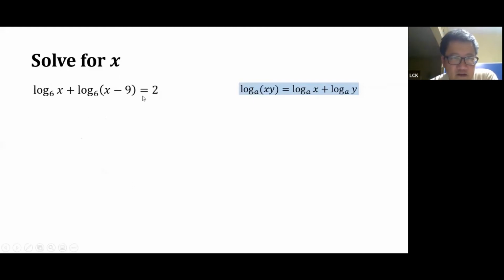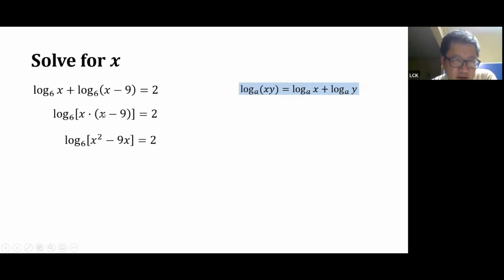Now let's go on. We have solve for x in this expression here. Again, simple. You have the addition of two logarithmic expressions here. It ends up being multiplied together. So that's x times x minus 9. Before you do this, you've got to make sure that the bases are the same. So the base 6 here, the base 6 here, you can do it. If the bases are not the same, you cannot do this. So I'm doing this because the bases are both the same, 6.